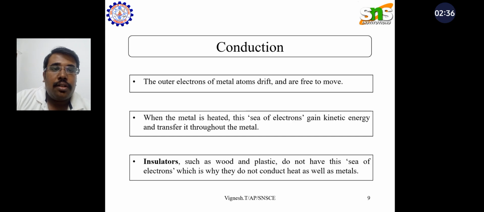The outer electrons of metal atoms drift and are free to move. When the metal is heated, this sea of electrons gains kinetic energy and transfers it throughout the metal. Insulators such as wood and plastic do not have this sea of electrons, which is why they do not conduct heat like the other materials.